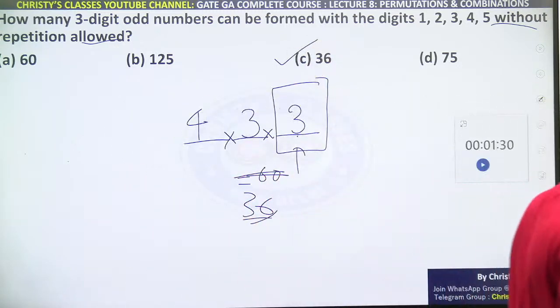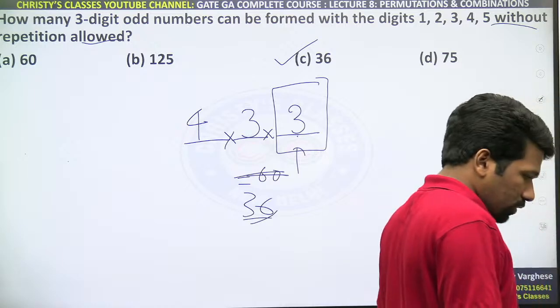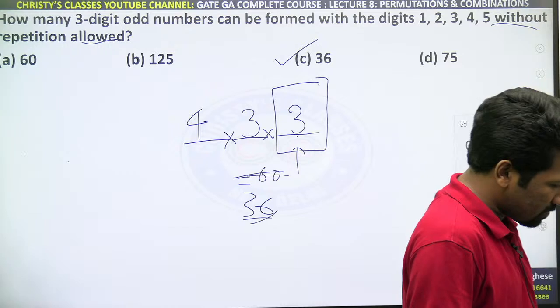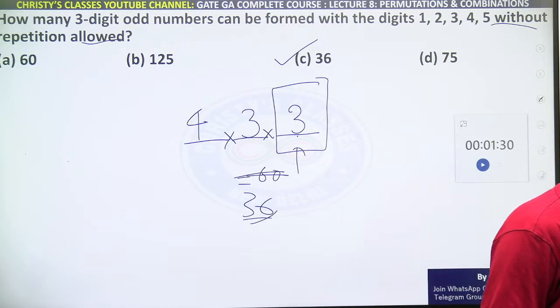All of you understood? Yes. So 4 into 3 into 3, 3 into 4 into 3, all are same. Unit digit is fixed.